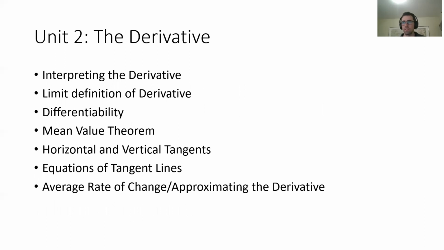For unit 2, there's interpreting the derivative. What does it mean in context? There's the limit definition of derivative. Then there's the concept of differentiability, the mean value theorem, horizontal and vertical tangents, equation of tangent lines, and average rate of change and approximating the derivative. That's the first unit where we learned about the derivative.